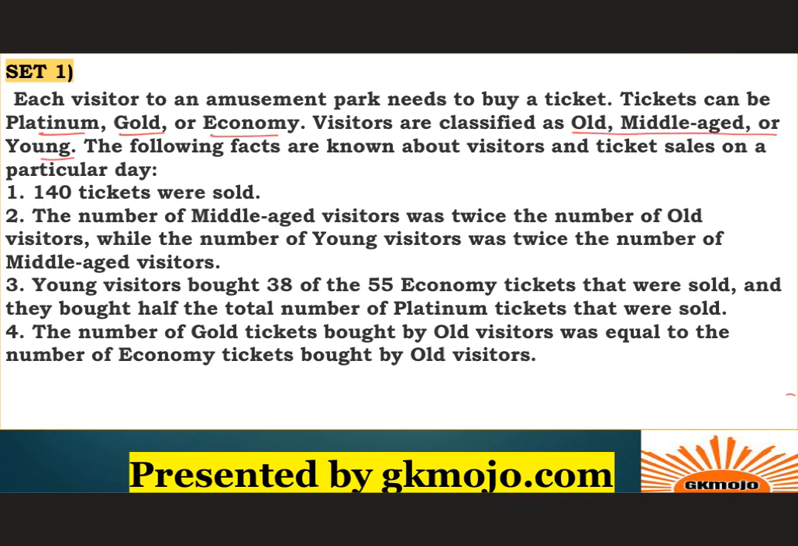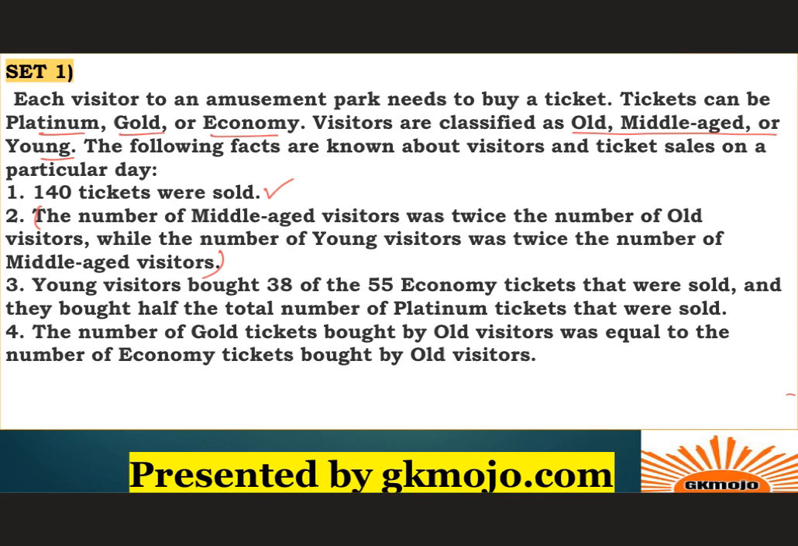The following facts are known about the visitors and ticket sales on a particular day. 140 tickets were sold. So total 140 tickets were sold. The number of middle-aged visitors was twice the number of old-age visitors, while the number of young visitors was twice the number of middle-aged visitors. So these are some conditions given, right? We'll make use of them when we constitute a table.